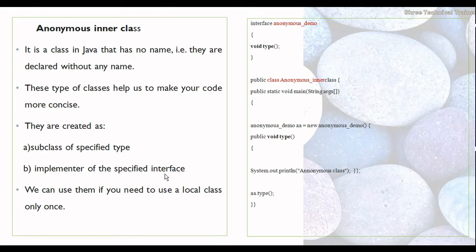Next, implementer of specified interfaces. Here I have an interface, anonymous demo, in which a method is declared. Next, in the class anonymous inner class, I am creating an object for the anonymous class that implements the anonymous demo interface. Okay, let's see the example.